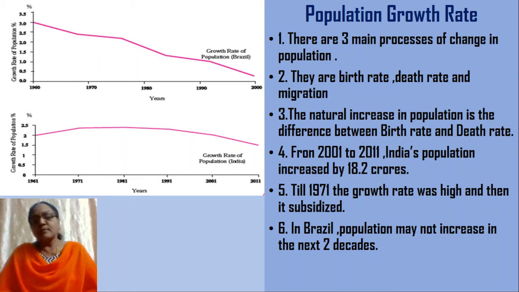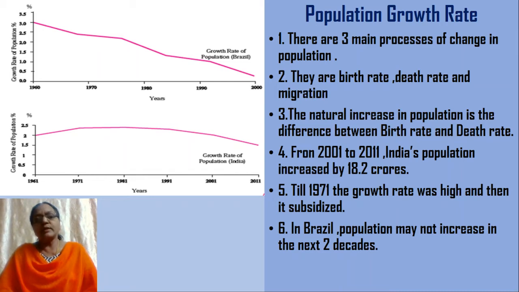Now, let us come to the explanation of growth rate. Under growth rate, we are going to deal with birth rate, death rate, and migration. What is birth rate? Birth rate refers to the number of live births per thousand of the population. In India, of course, right from the beginning, birth rate has always been increasing. What about death rate? Death rate refers to the number of deaths per thousand of the population.